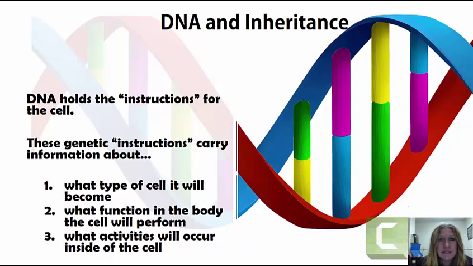Now, what the DNA is, it's basically like an instruction manual for the cell. It's going to tell the cell what type of cell it needs to become, what it needs to do, its job, its function, and how different activities are going to occur within the cell, like manufacturing proteins and that sort of thing.